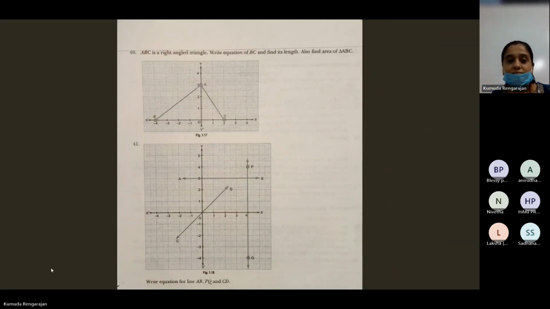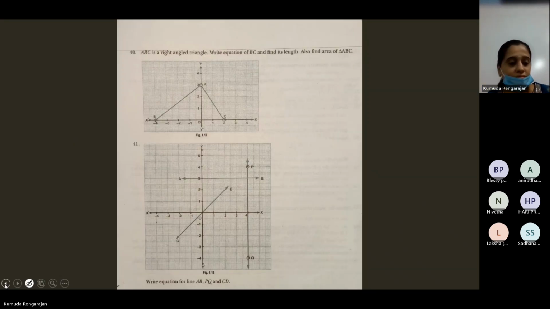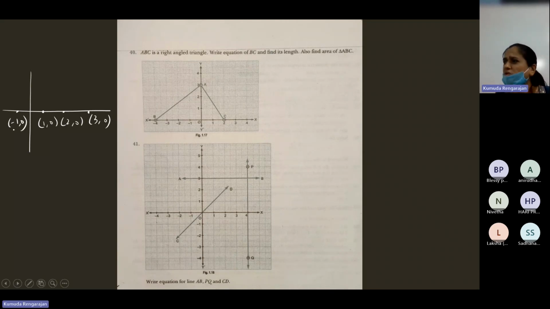Okay. See here. What are the coordinates of this point? Supposing 1, 0. What is this one? 2, 0. What is this one? Here, this one. Which coordinate is always 0 here? That is only the equation.